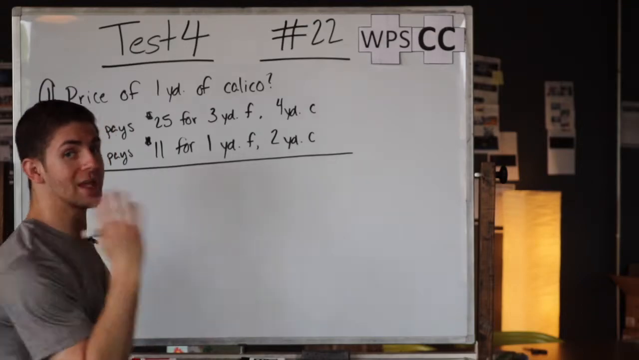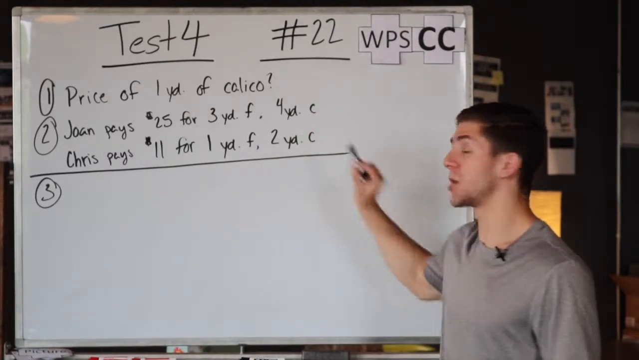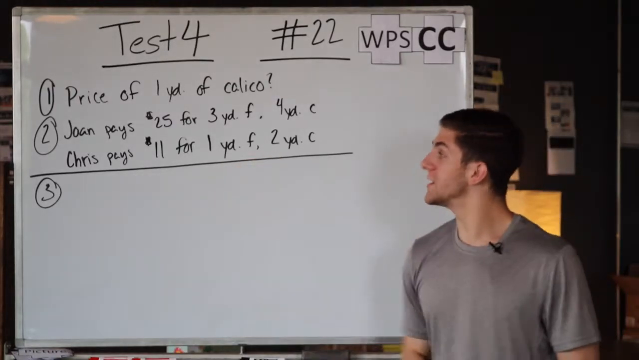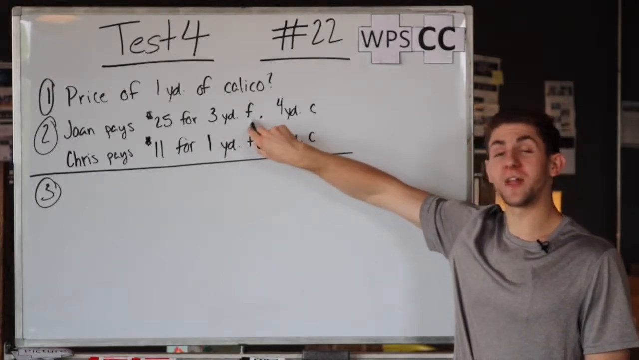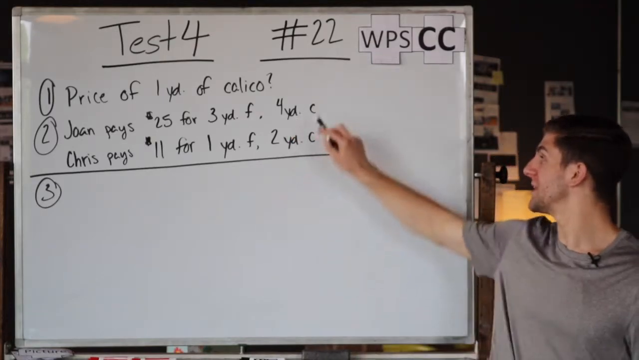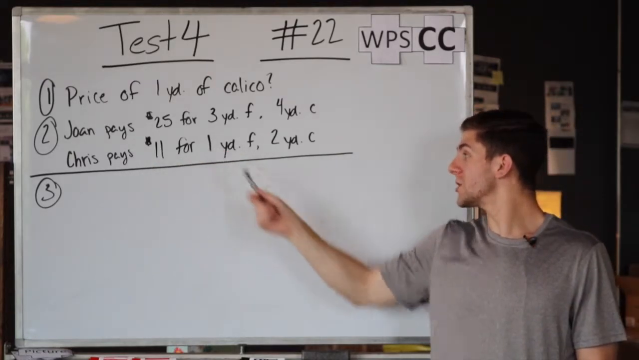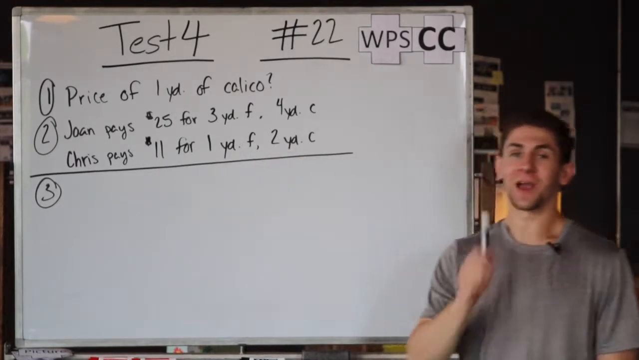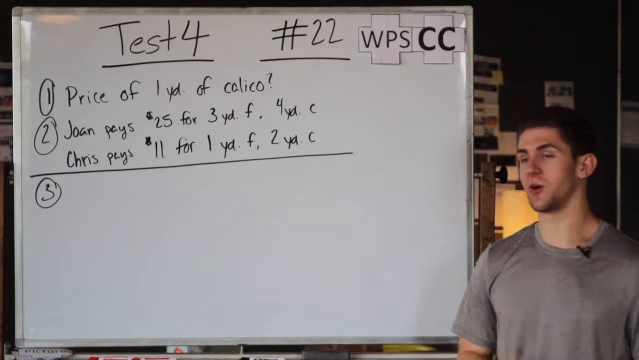So this is what we know given the word problem strategy. We are trying to find the price of 1 yard of calico. What we know is that Joan pays $25 for 3 yards of flannel fabric, that's what the F stands for, and 4 yards of calico fabric, that is what the C stands for. Chris pays $11 for 1 yard of flannel and 2 yards of the calico fabric. So we need to use this information to solve the problem.